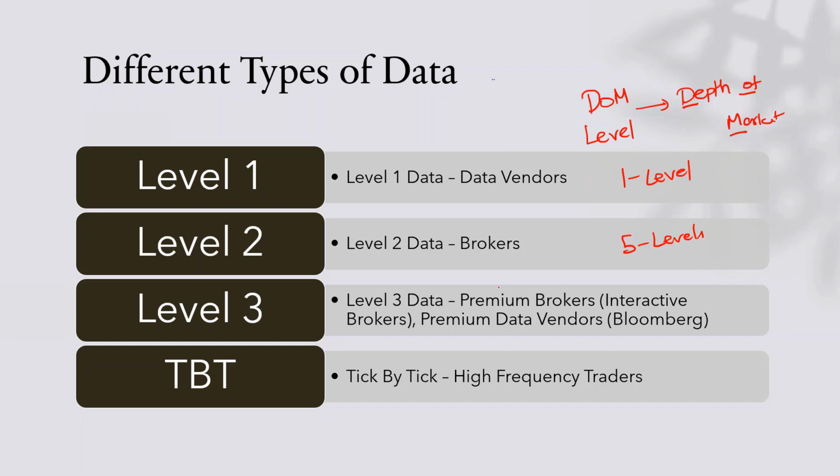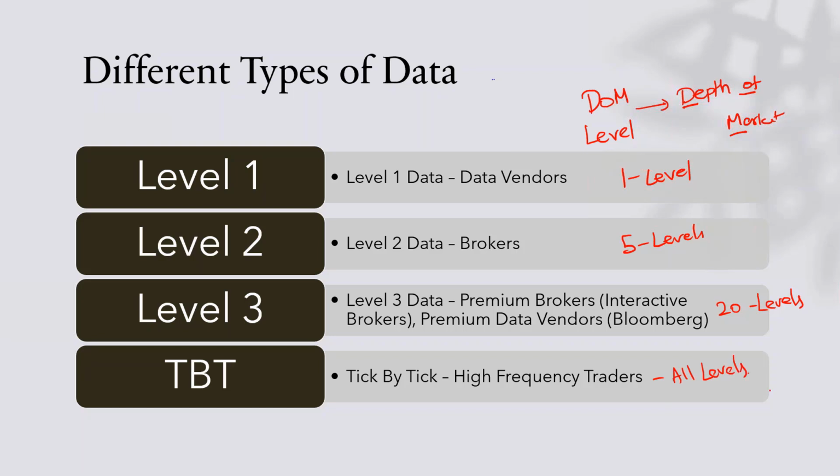And some brokers fall into the category of level 3, like brokers like Upstocks. I mean, not Upstocks, but Zerodha, 5 Paisa. So these kind of brokers provide up to 20 levels. And some of the premium data vendors like Interactive Brokers, Bloomberg also provide top 20 bid and ask levels. And tick by tick, of course, you will get up to all levels.